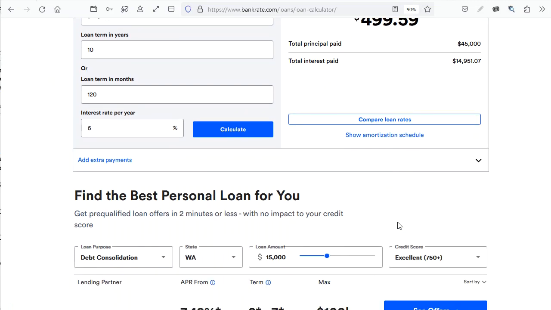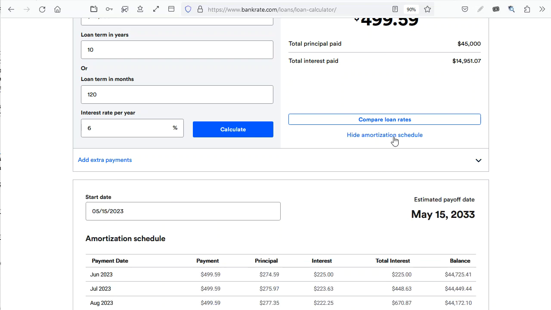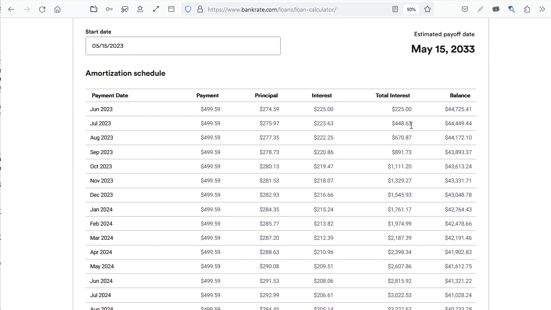And with this, you could add extra payments. You could show the amortization table. So this shows the breakdown, like when we do a spreadsheet. It should look pretty much like this. This is pretty much a spreadsheet with the payment and how much is going towards principal and how much is going towards interest.